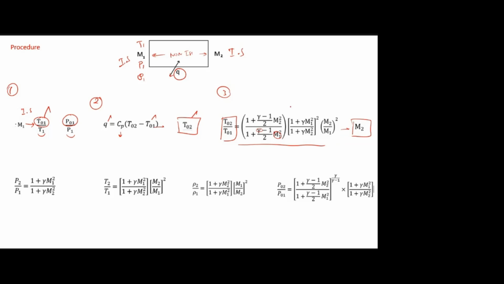Once I know M1 and M2, I substitute in these relations and can find all the static and stagnation properties: P2 by P1, T2 by T1, rho 2 by rho 1, P02 by P01. That's it. Any doubt in this procedure? No, sir. Okay, so this is the fourth step. No need to repeat it, so I will go to the next step.